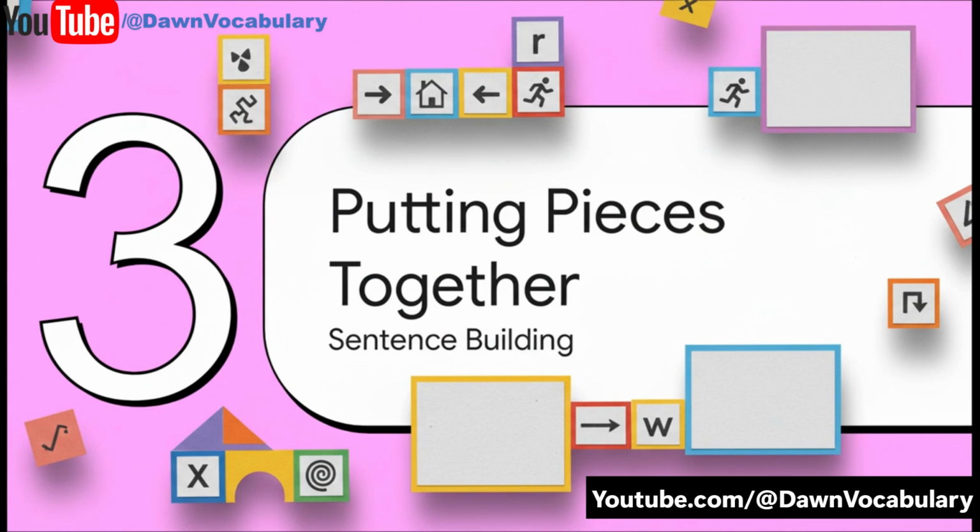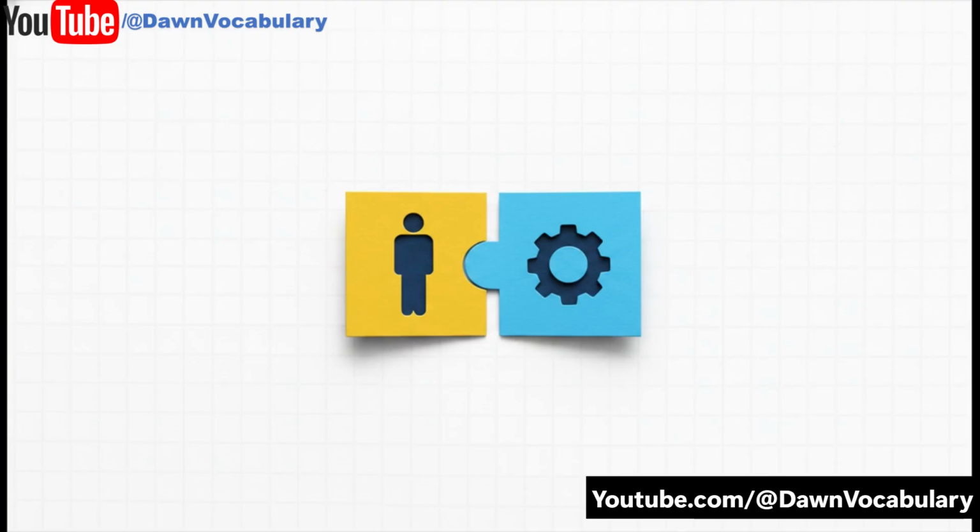Okay, Section 3, putting the pieces together. Sentence building. Theory is great and all, but let's shift to practice and actively construct some sentences. Let's start with the absolute bare minimum required for a complete thought. John works. We have a noun, John, and a verb, works, a person, and an action. That's it.